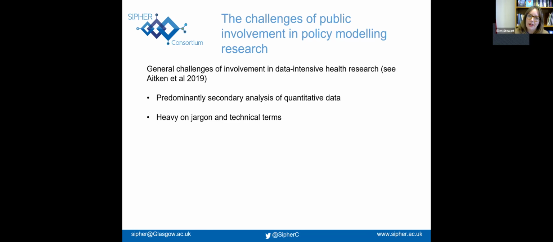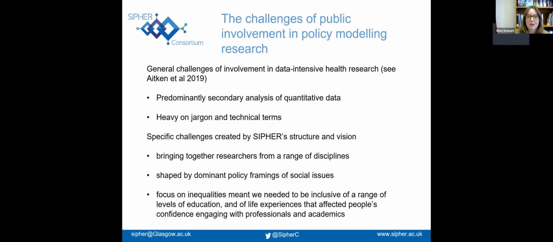There are also some particular characteristics of the SIPHER consortium which have sort of accentuated the challenges of this public involvement. And these aren't drawbacks, these are things that we're really proud of in SIPHER, but they bring these additional challenges. So firstly, SIPHER as a consortium brought together researchers from a really wide range of disciplines, some of whom had not been trained in health research. And while by no means all health researchers are profoundly committed to the value of public involvement, it is understood as a kind of tenet of health research.